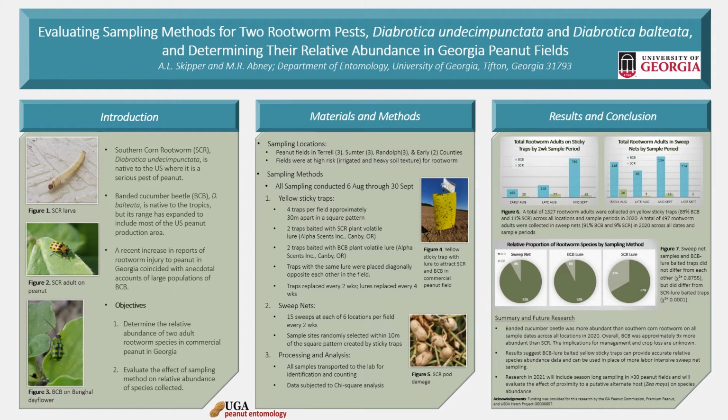One of the sampling methods I used was yellow sticky traps. 4 were placed in each field. 2 were baited with a plant volatile lure with substances meant to attract Southern Corn Rootworm, and 2 were baited with a plant volatile lure with substances meant to attract banded cucumber beetle.